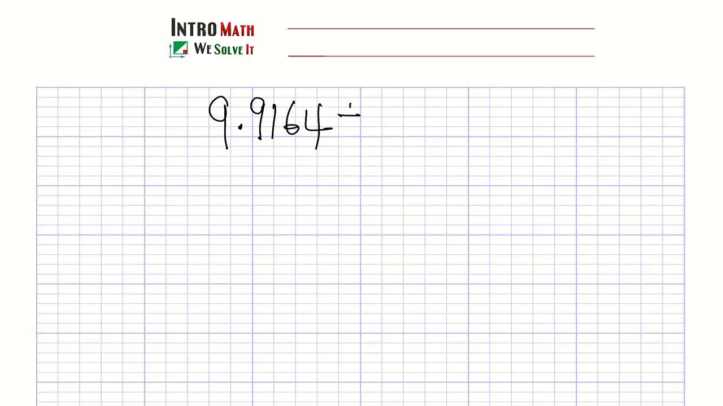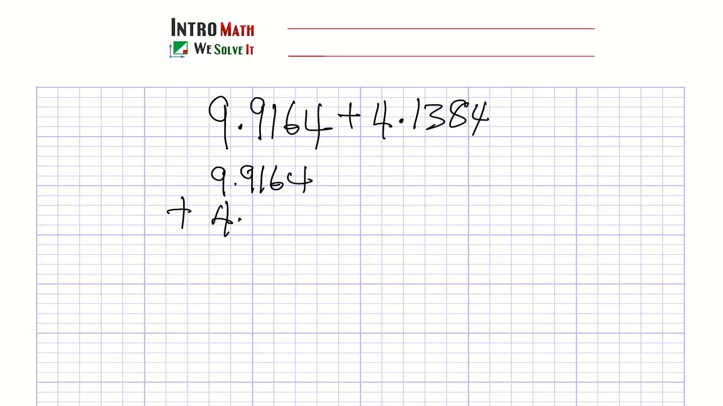9.9164 plus 4.1384, right? You add those two. What do you do? You line things up. It's nothing to be scared of. You write 9.9164 plus 4.1384. See how I'm lining them up? You line everything up to each other, right? And then you do the addition. What do you get there?